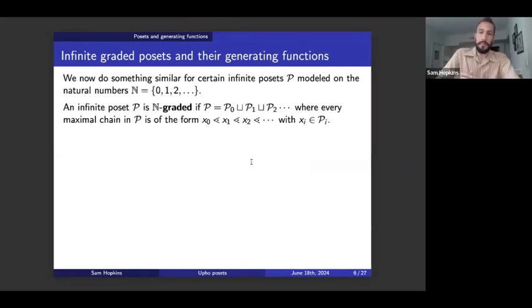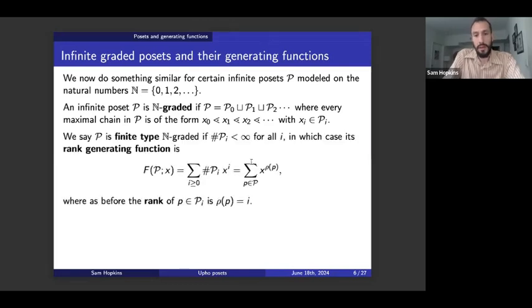So the posets that I'm interested in are actually infinite posets. I want to do something similar now for some infinite posets, which are modeled on the natural numbers. We say that an infinite poset is N-graded, where N is the natural numbers, if we can again break it into ranks so that the cover relations are between adjacent ranks. And we can define the rank generating function of a finite type N-graded poset to be exactly what we think it is. It's just telling us how many things are at each rank. Here, finite type is just the assumption that each rank has only finitely many things in it, so that this sum really makes sense as a formal power series.